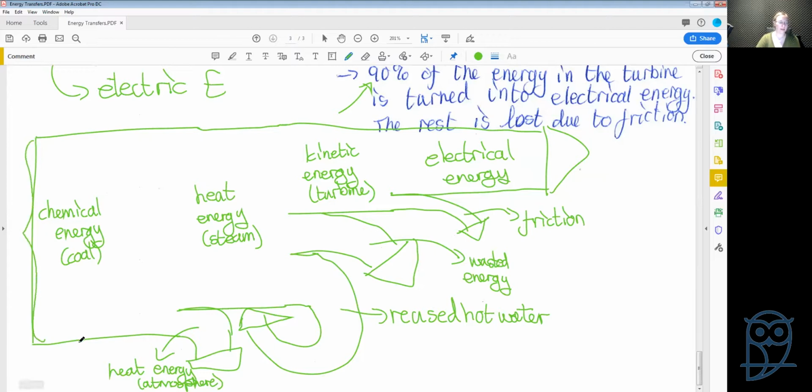So if we look at this area here and this bit here, this is supposed to be about a third of this whole area here. So it's more or less right. Okay, so what this tells us is that our boilers and our power plants are not remarkably efficient.